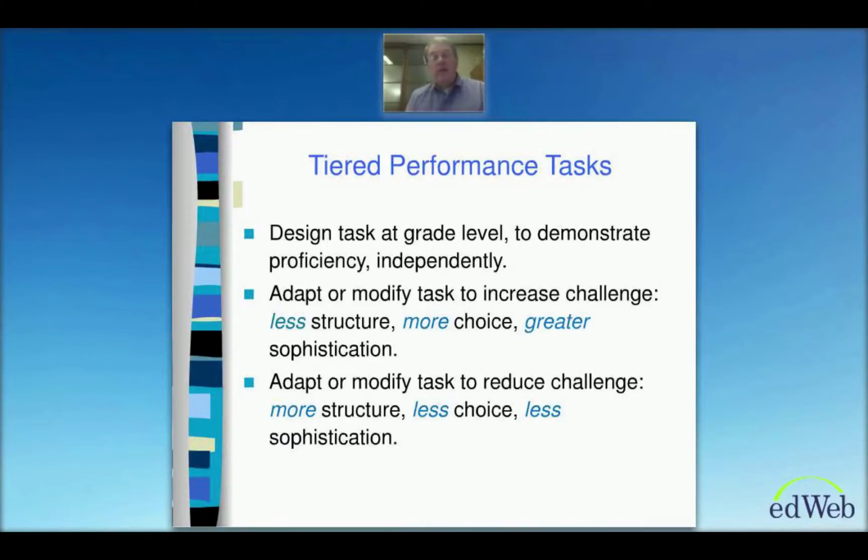So these are the ways that we can do that. We can start by designing a task that's at grade level to demonstrate proficiency independently. And then if we want to adapt that to increase the challenge, some of the ways that we can do that are to decrease the structure, offer more choice, and a greater level of sophistication. And on the other hand, if we want to adapt or modify a task to reduce the challenge, usually what we want to do is to put more structure into that, to guide it more narrowly, less choice and less sophistication.